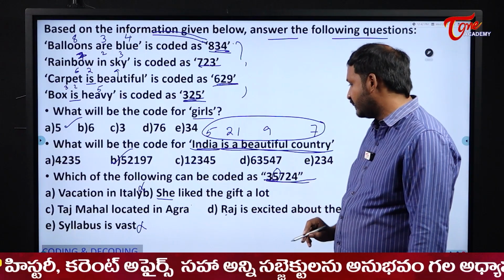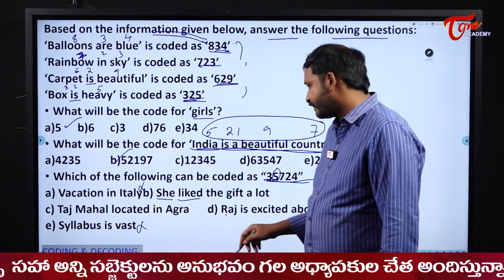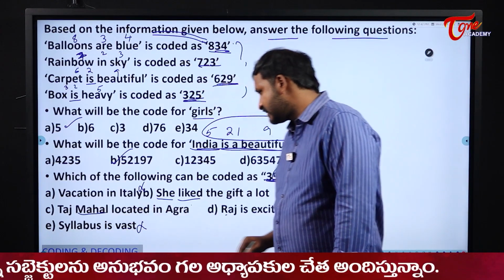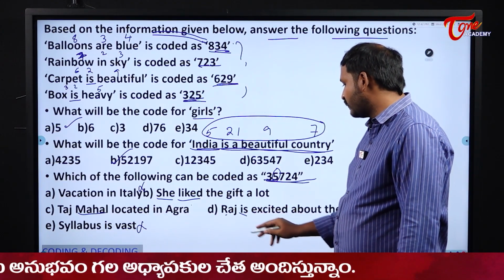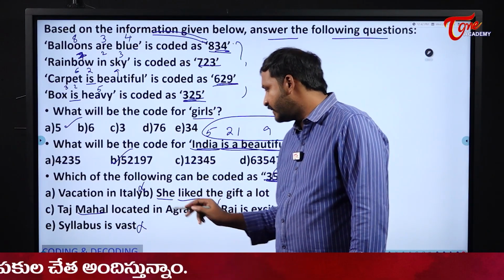Now come to the second one, what is it? A 5-letter word. Is "liked" a 5-letter word? Yes. Is "mall" a 5-letter word? Yes. Is this one a 5-letter word? No. So here option D is also gone for me. So I was left with only option B and C.